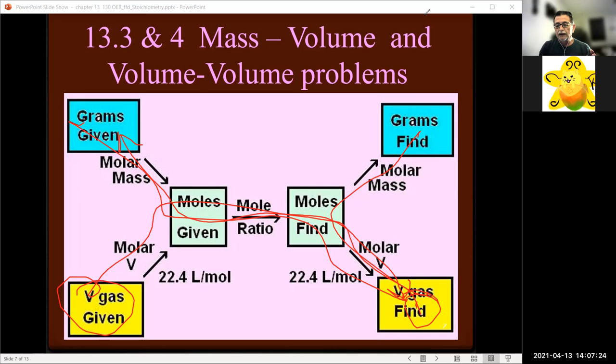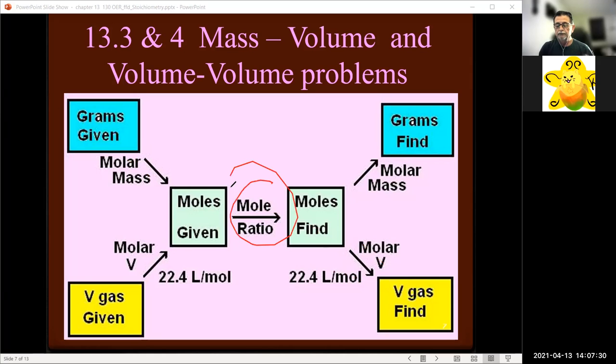But before I can do all that, I can't go directly. I go using the moles. Moles is what gets me the mole ratio, and moles is what gets me from point A to point B.